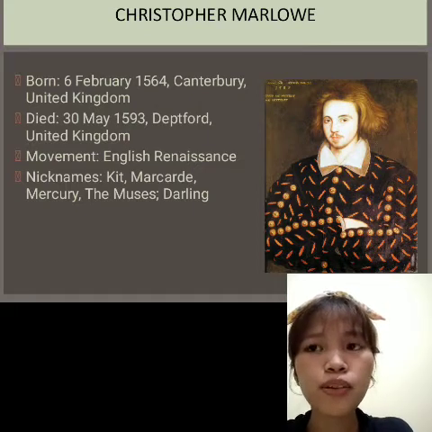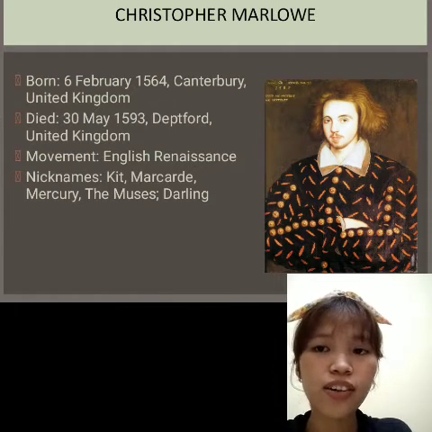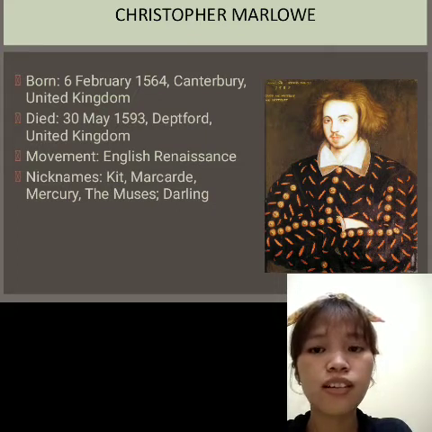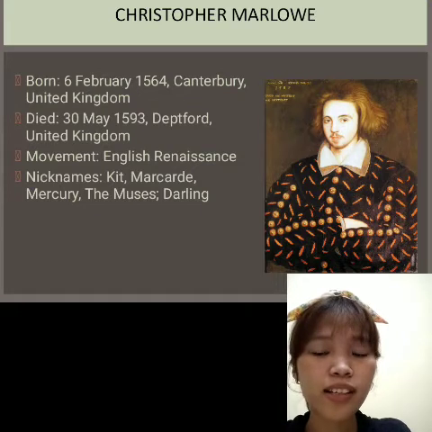Christopher Marlowe was born on February 6, 1564, in Canterbury, United Kingdom. He died on May 30, 1593, in Deptford, United Kingdom. His movement is English Renaissance, and his nicknames are Kit, Marlowe, Mercury, and the Muses, which he was named as Darling.